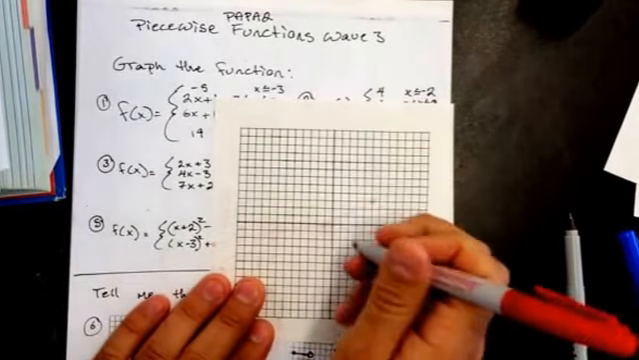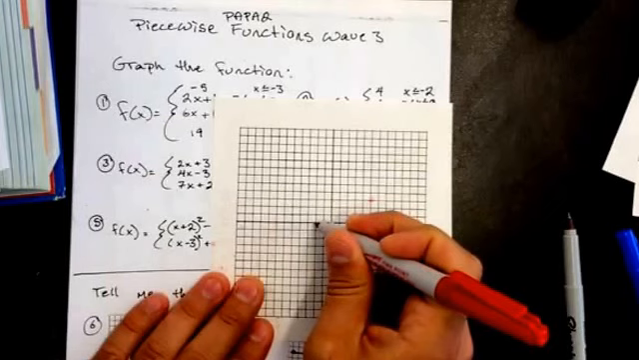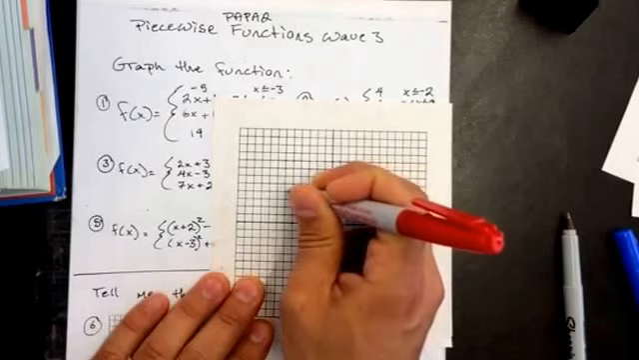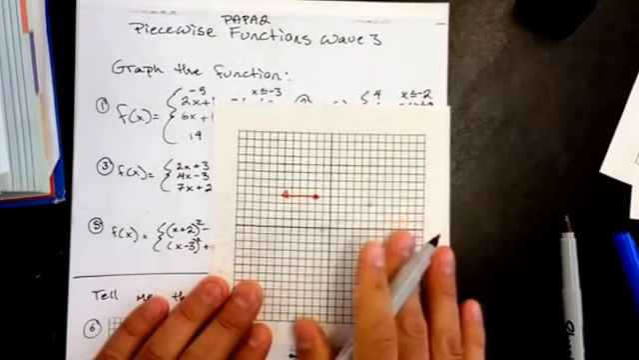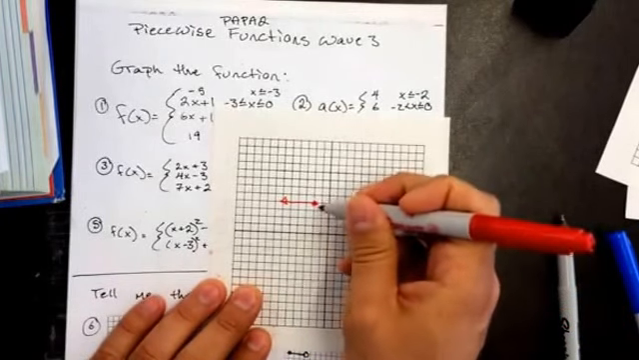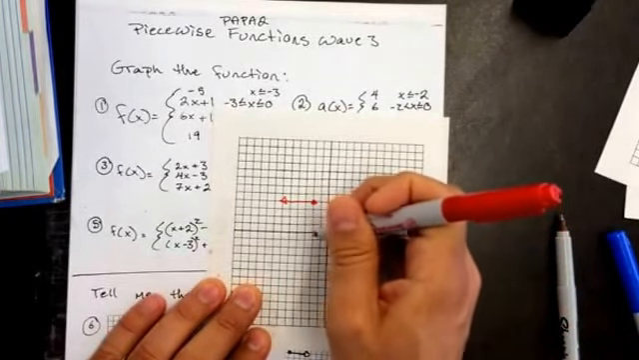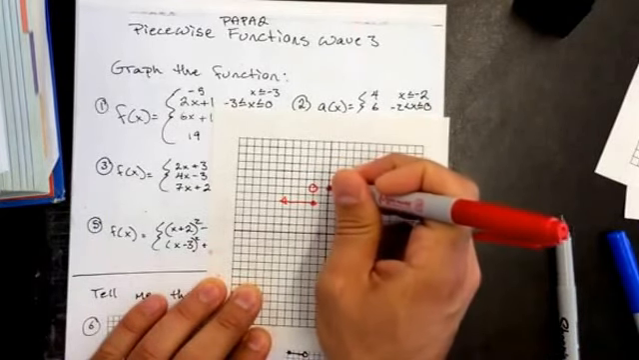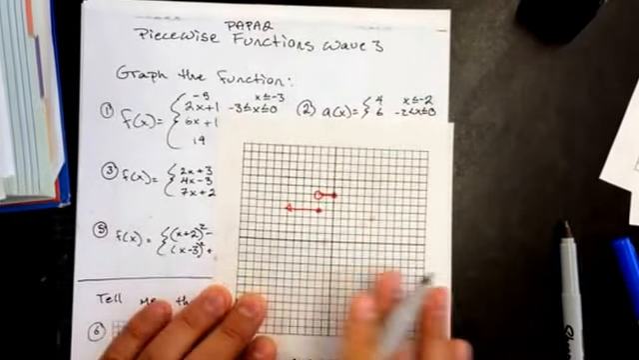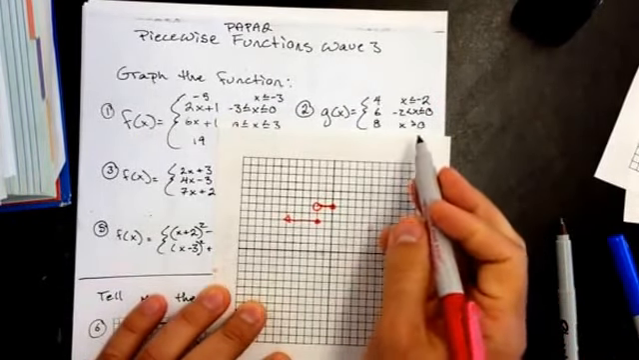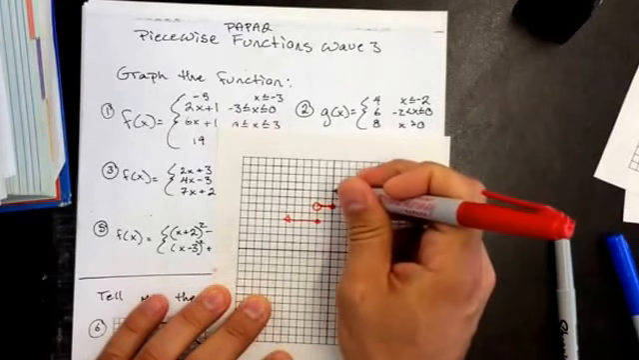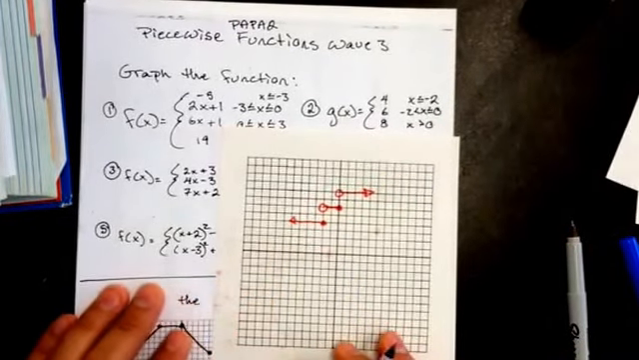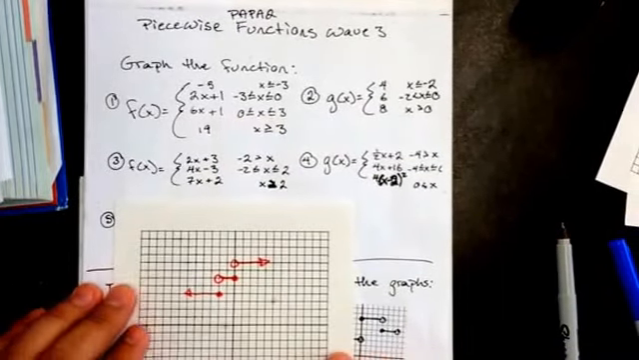G of x equals 4 from -2. So when x is -2 or less, it equals 4. Then after that, it jumps up to 6. So at -2, not included, jumps up to 6, and it goes to 0, included. So that's a flat line, a horizontal line. And then at 0, it jumps up to 8, not included, and everything greater than that is 8. So that's how I graph it out. Next one.